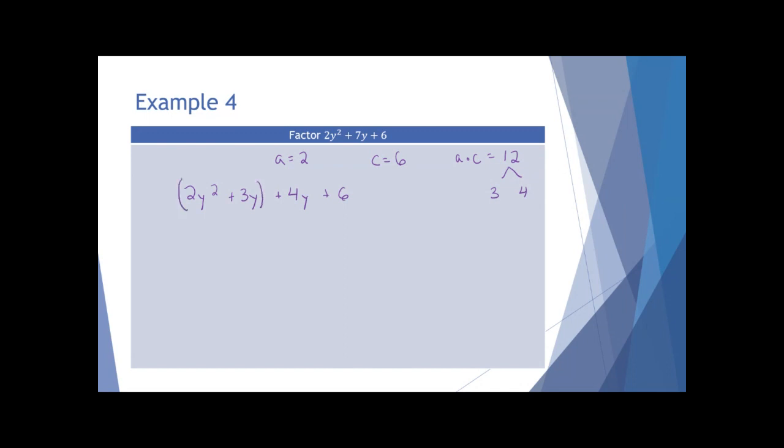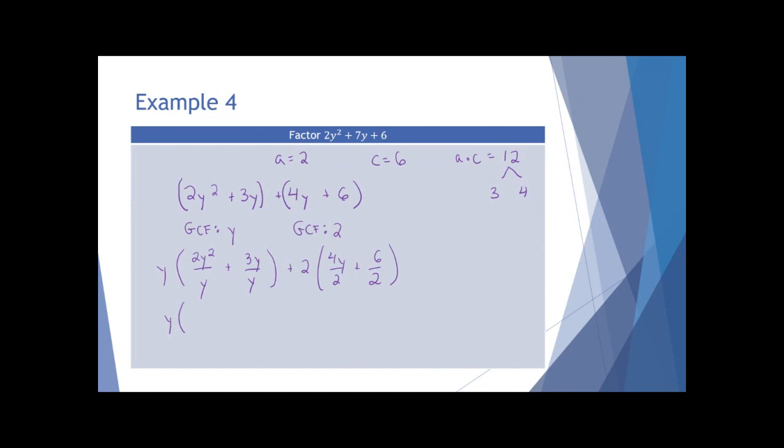And now I'm pairing these up. So I'm grouping the first two and the last two together. And then I need to find the greatest common factors. So in the first pairing, I can factor out a y. In the second pairing, I can factor out a 2. So when I divide, oops, I wrote a 2 there. I'm dividing a y out of the first set. And then I'm dividing a 2 out of the second set. And I usually do this step in my head, but I just want to show all the steps here.